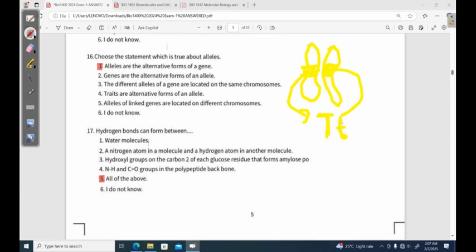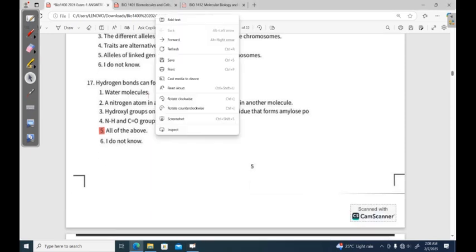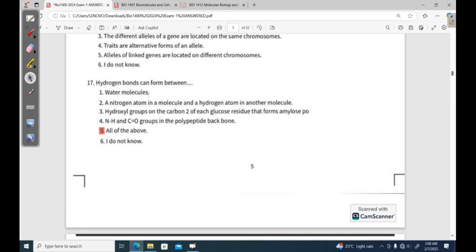Number 17, hydrogen bonds can form between 1, water molecules, 2, a nitrogen atom in a molecule and a hydrogen atom in another molecule, 3, hydroxyl groups in the carbon 2 of each glucose residue that forms amylose, 4, NH and carbon to oxygen group in a polypeptide backbone. 5, all of the above. 6, I don't know. So the correct answer is all of the above.